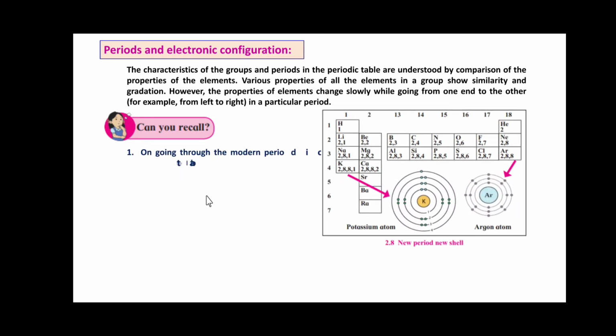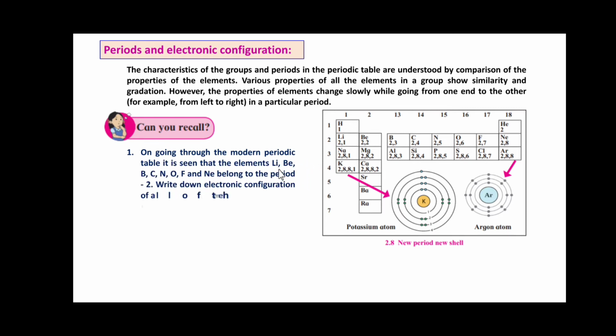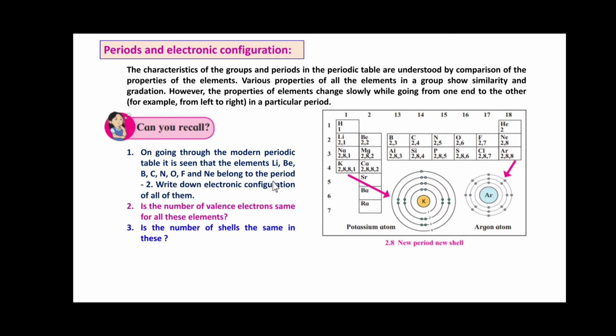The first question that arises on going through the modern periodic table is: it is seen that the elements lithium Li, Be, B, C, N, O, F, and Ne belong to period 2. Write down the electron configuration of all of them. So first, friends, here is lithium, Li, whose atomic number is 3. Its electron configuration is 2, 1. Second is Be, beryllium, whose atomic number is 4. The electronic configuration is 2, 2. Next is B, boron, atomic number 5, electronic configuration 2, 3.